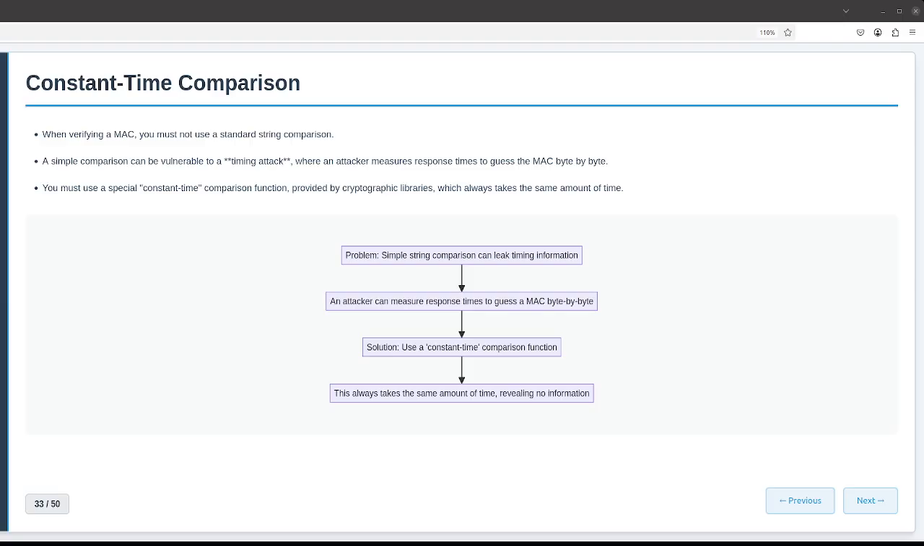A slightly longer response time might indicate that they guessed the first byte correctly. By repeating this process, they could potentially recover the entire MAC byte by byte. To prevent this, cryptographic libraries provide a special constant time comparison function that always takes the same amount of time to execute, regardless of how many bytes are correct.